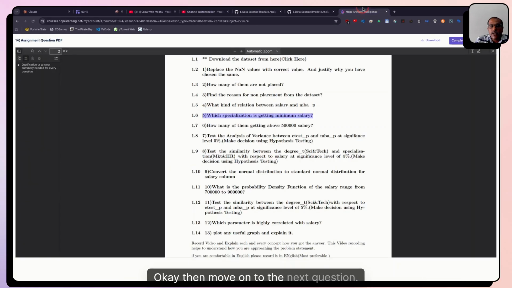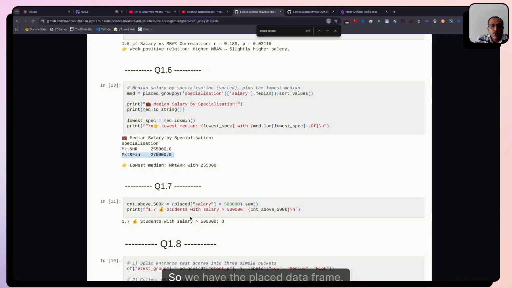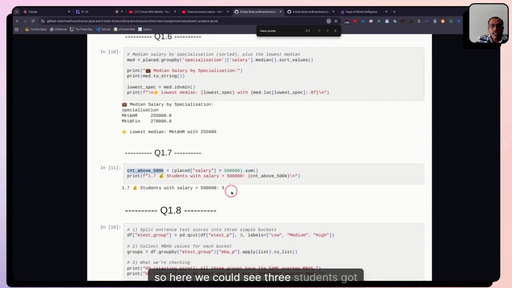Okay, let's move on to the next question. How many of them are getting above 5 lakh salary? That's the question. We have that placed data frame. In it, I picked the salary column and counted where it is greater than 5 lakhs. I'm summing up how many rows in the data frame have more than 5 lakhs, and then I printed it. Here we can see 3 students got more than 5 lakhs.